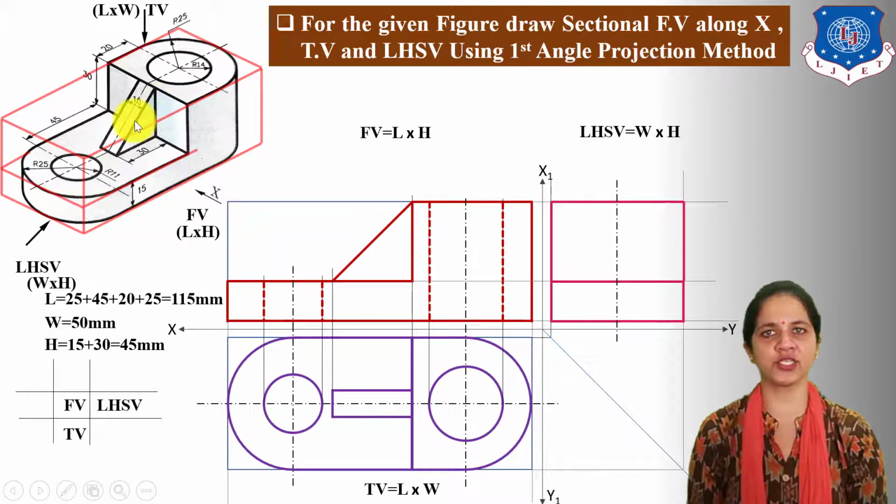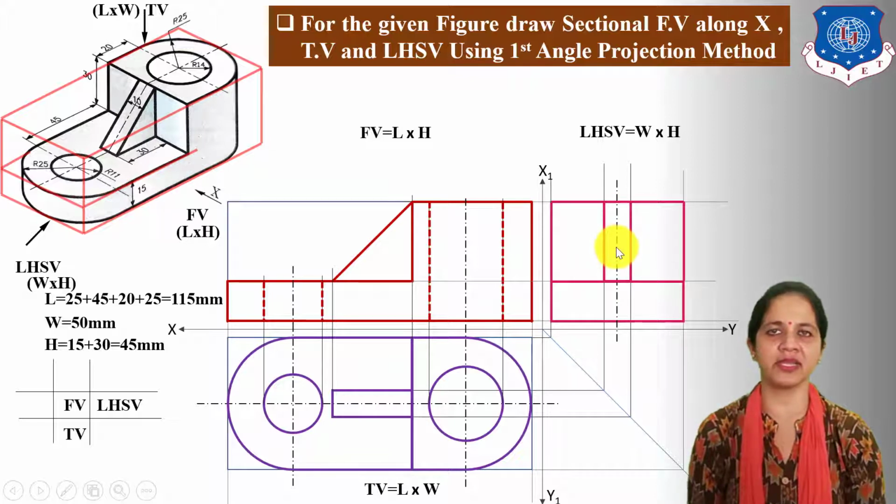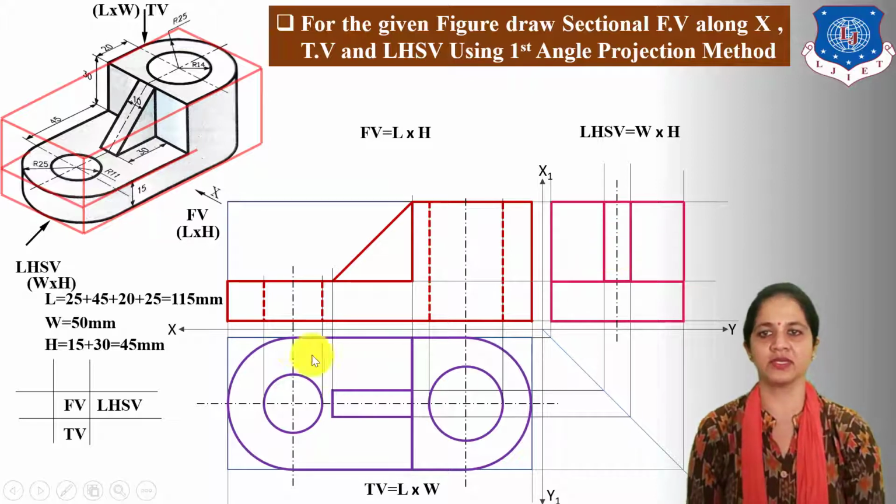Next take projection of the rib in left hand side view. The width of the rib is given 10 mm and the height of the rib is given 30 mm. So transfer width of the rib from top view and draw rectangle strip of this rib up to 30 mm height. So this rectangle strip indicates projection of the rib in left hand side view.